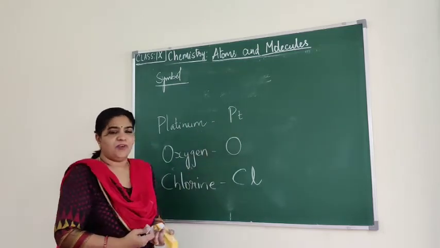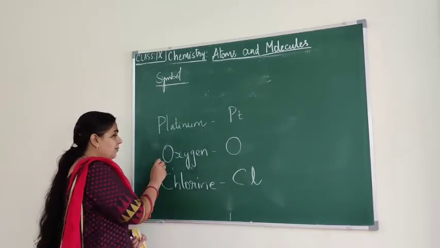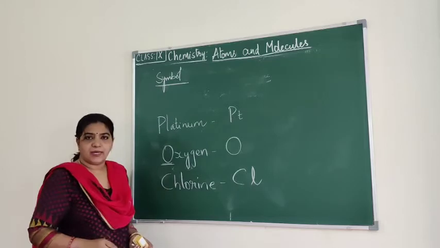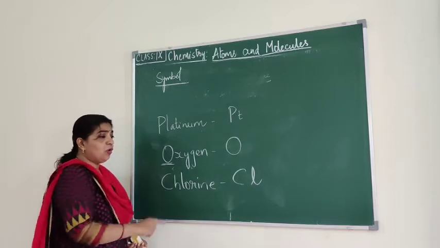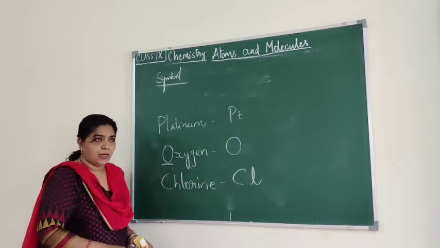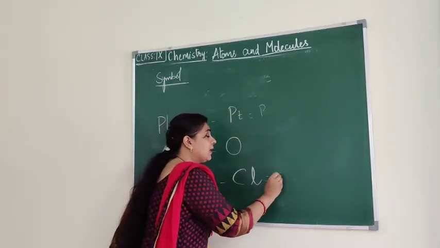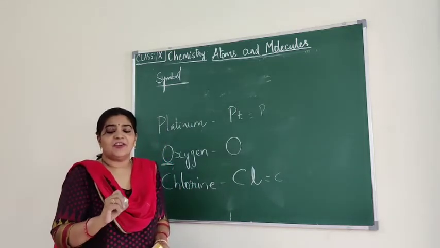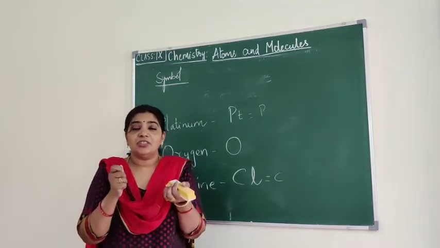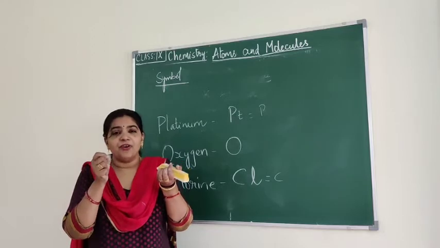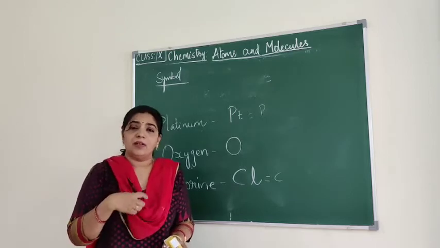Who decides all these things? Who gives the symbol for all these elements? See, in some I have used only one letter from the name of that element. For oxygen, I have taken O. For chlorine, I have taken two letters, Cl. And in platinum, I have taken Pt. Why can't I write this as P? These things are not decided by you or me. We have an organization which decides the symbols for various elements. Before that, who started giving symbols for the elements?